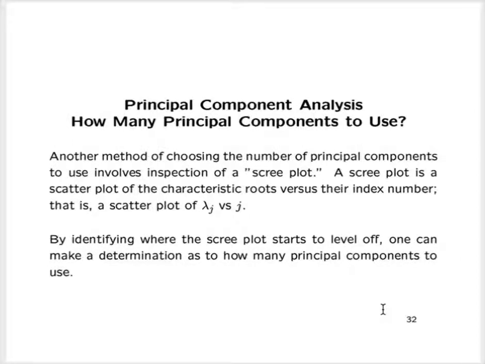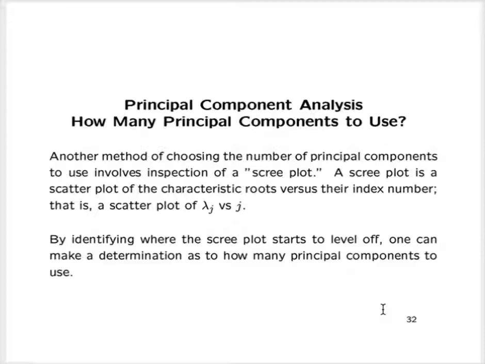Another method of choosing the number of principal components involves inspection of what's called a scree plot. A scree plot is a graphical method. It's a scatter plot of the characteristic roots versus their index number. So in other words, it's a scatter plot of lambda 1 on the vertical axis versus 1 on the horizontal axis, and then we would plot lambda 2 on the vertical axis versus 2 on the horizontal axis, and so forth. So we're plotting the values of the lambdas against the values of their subscript, basically. And so by identifying where the scree plot starts to level off, one can make a determination as to how many principal components to use.